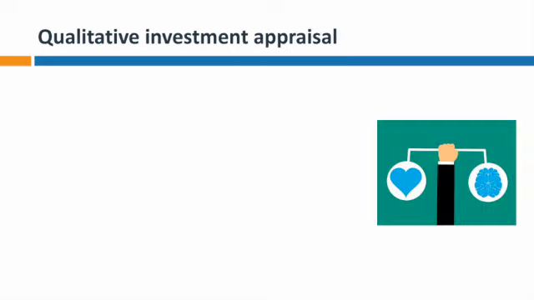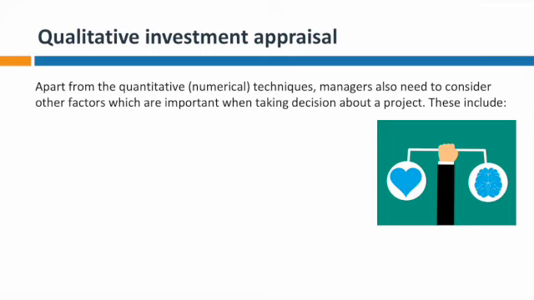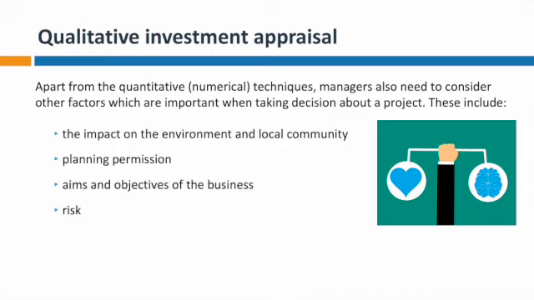What we also need to cover is the qualitative investment appraisal, because often in exams, students only comment on the quantitative investment appraisal, but they forget about anything else. So as we mentioned in the introduction to the chapter, managers or the whole society need to consider also other factors which are important when taking a decision about a project, not just the numerical quantitative information. So what would be the other qualitative information that we do take into account?